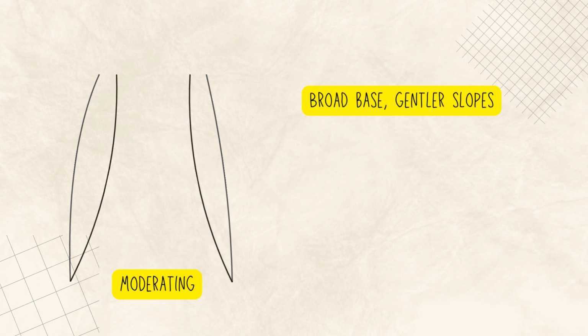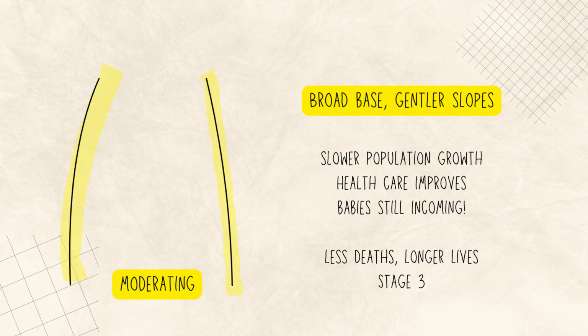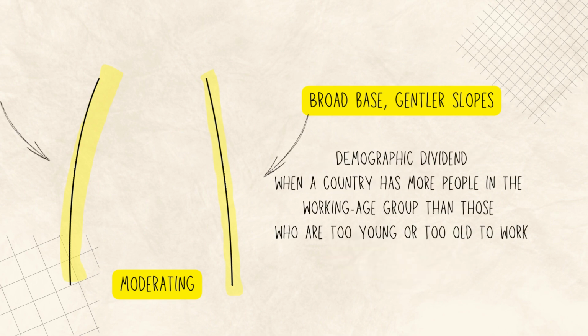This concave pyramid still has a broadish base, though narrower than in stages 1 and 2. But smoother, gentler slopes also show that people are living longer and death rates have fallen. Notice the slight bulge in the working age group? It signals the potential for a demographic dividend when the share of working people rises compared to dependents.